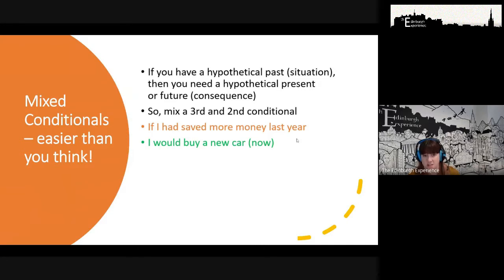Okay. So this situation is in the past. It's hypothetical. It didn't happen. I did not save money. This situation is in the present. It's hypothetical because I can't buy a new car because I did not save the money.